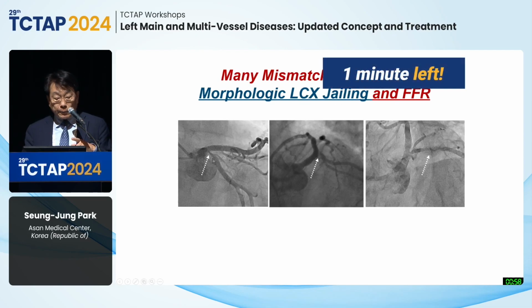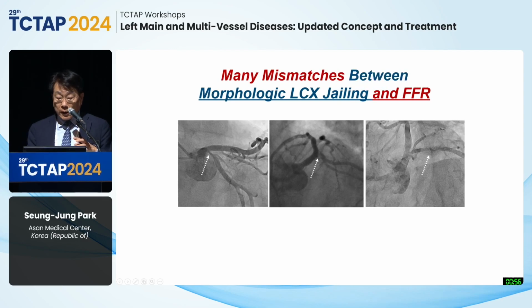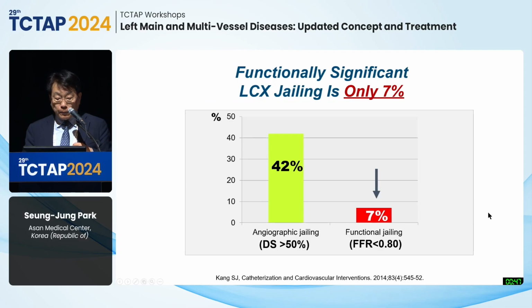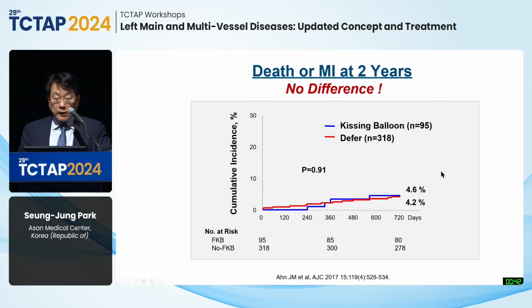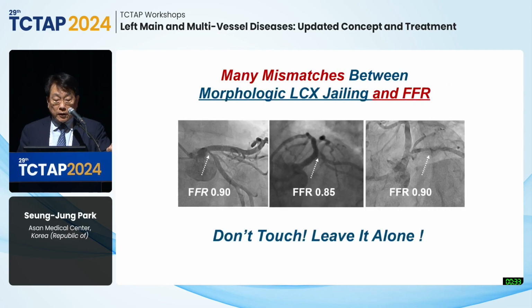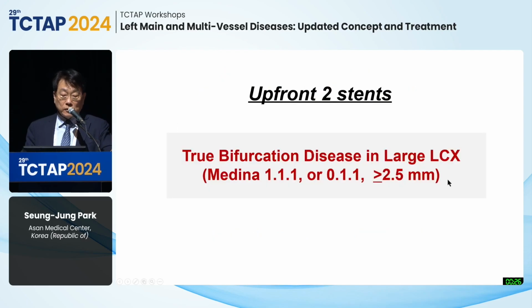Look at this. After the stent crossover, there are many different morphologic compromises in the circumflex area. However, functional FFR is all negative. Only significant circumflex sailing is 7%. Actually, whether you do kissing balloon inflation or not, actually no difference at all. Hard endpoint concern: if you touch, it may increase the TLR rate. And so, with any morphologic compromise but negative FFR, just leave it alone.